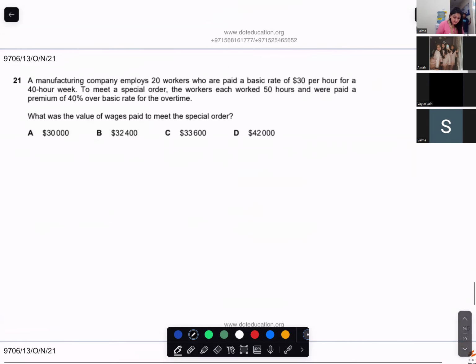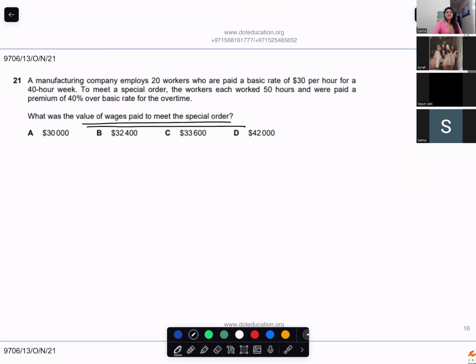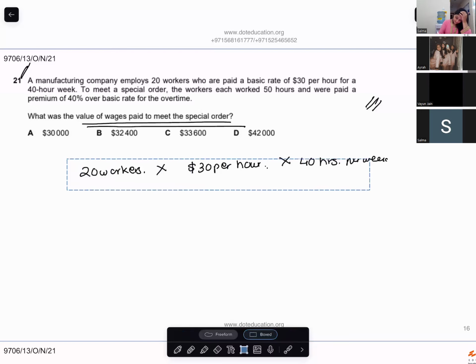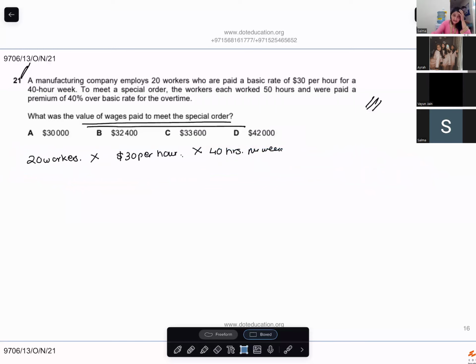What do I have to calculate? The value of wages paid to meet the special order. Can you read the question? A manufacturing company employs 20 workers who are paid a basic rate of $30 per hour for a 40-hour week. So 20 workers are paid $30 per hour for 40 hours per week. So how much are they paid? 24,000. They are paid 24,000.